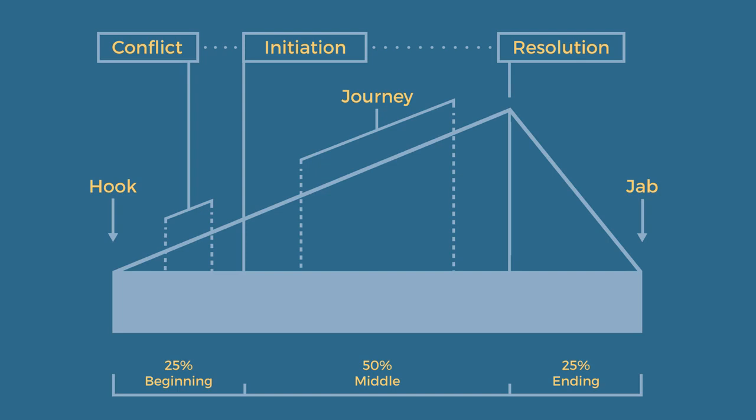Right after the hook, we have conflict. Character runs into conflict. Then we have the initiation. They take on the conflict. We are going to try and be a model. We are going to try and become a magician. I'm going to try and sell the best houses I can, which brings us into the journey, the plot points in the middle. We come to the resolution, and then we have the jab.